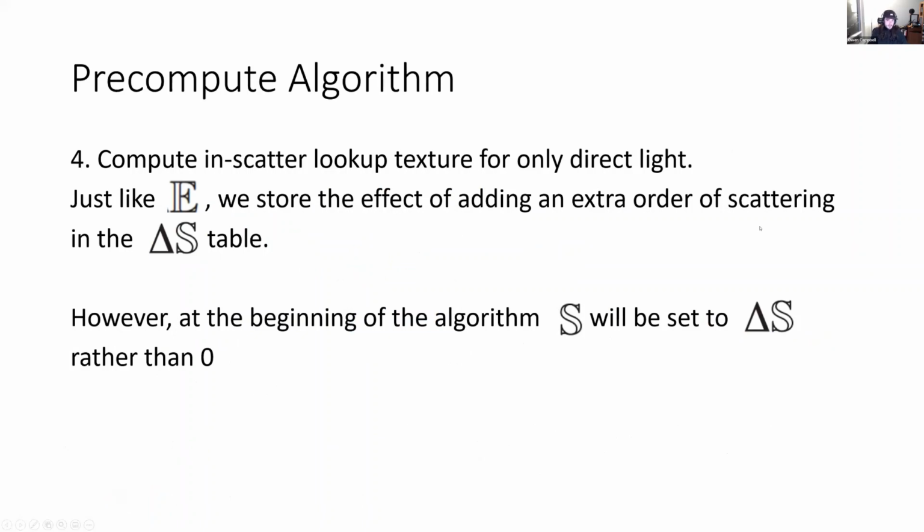Just like E, we're storing the extra scattered information into a delta S table. We want to isolate the newly added information so we don't accidentally add too much when we're computing the other parts. The final scattering table, S, at the beginning we'll just set to the delta S, with the single scattering in it.